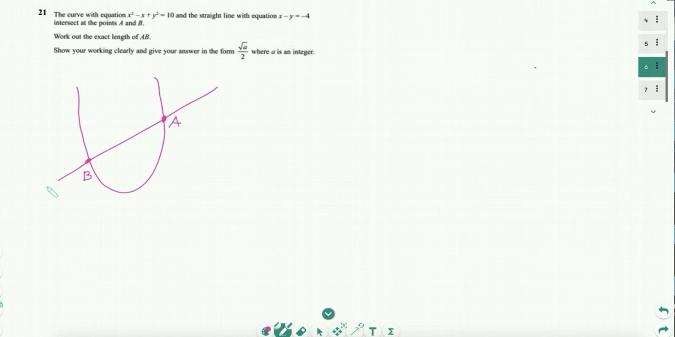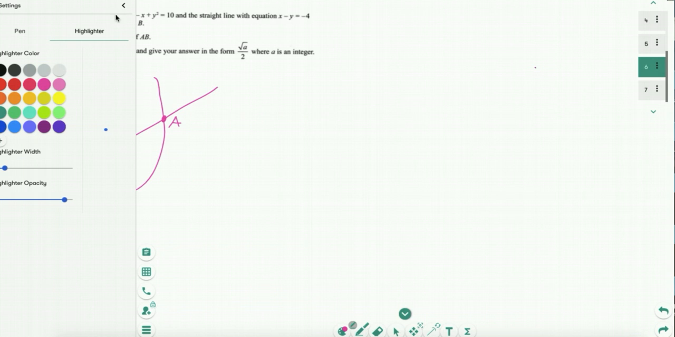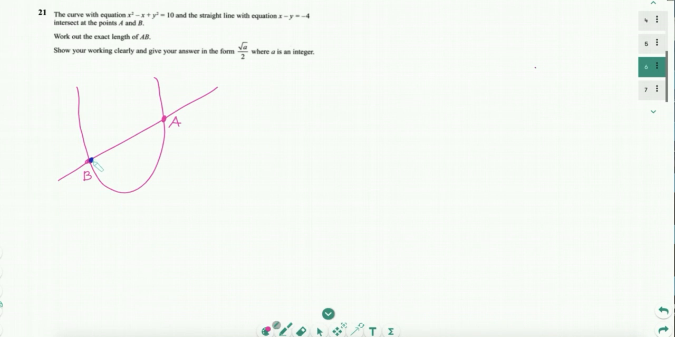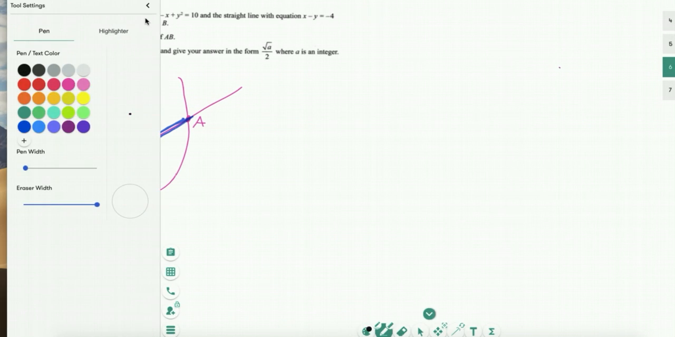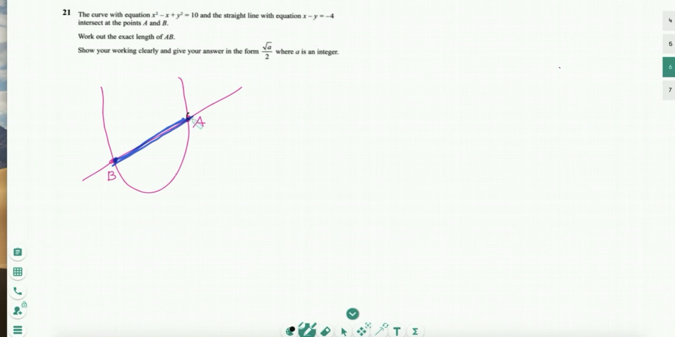Now, we're asked to find out the exact length of AB. Basically, guys, the goal of the question is to find the length from this point here to this point here. That's our goal. Now, if we're asked to find that length, maybe the best way to start is by finding the coordinates of A and B. That'd be a good place to start. Let's find the coordinates of A and B first.